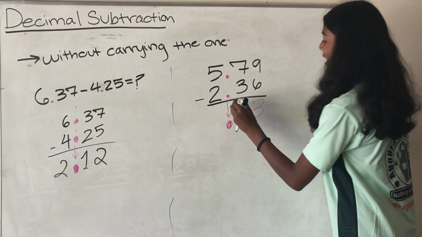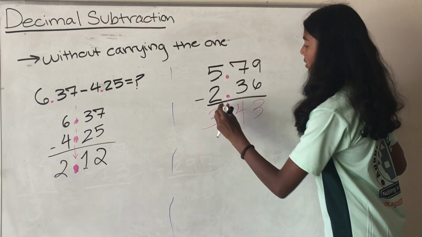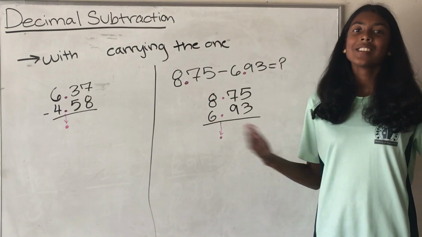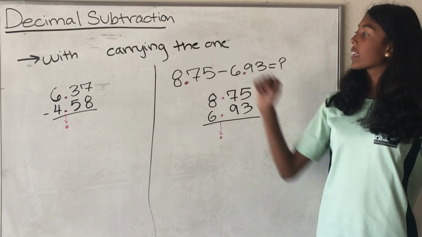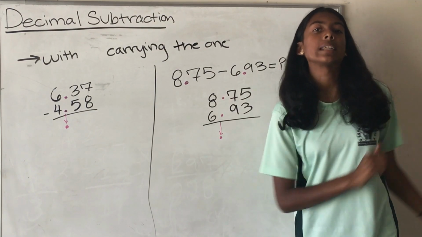7 minus 3 is 4, and 5 minus 2 is 3, which makes our answer 3.43. So now we're going to move on to subtraction with carrying the 1. These are going to be a bit more confusing, but you'll get it.